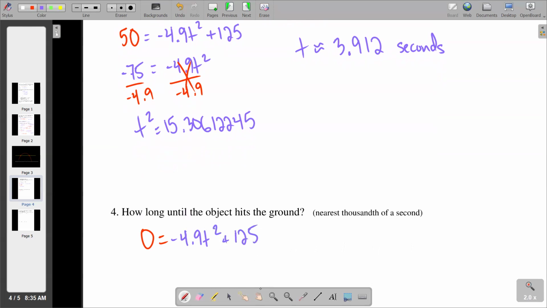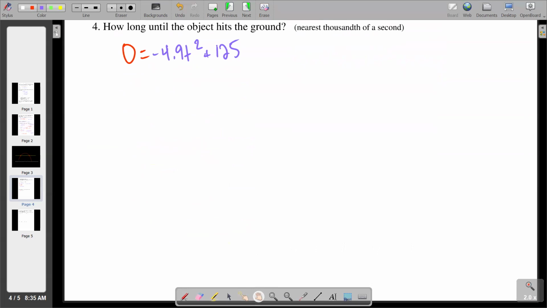So what are we going to do for this one? Move the 125, right? So we're going to wind up with negative 4.9 t squared equals negative 125. And then from here, the calculator does all the lifting. I'm going to divide 125 by 4.9, and I'm going to get a number. And quite frankly, what that number is, I don't care. I don't even want to write it down in the notes. It's just some number. It's what t squared equals.